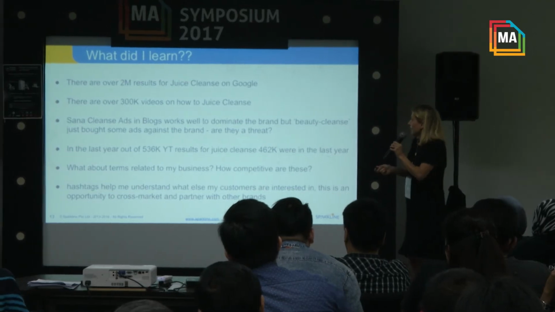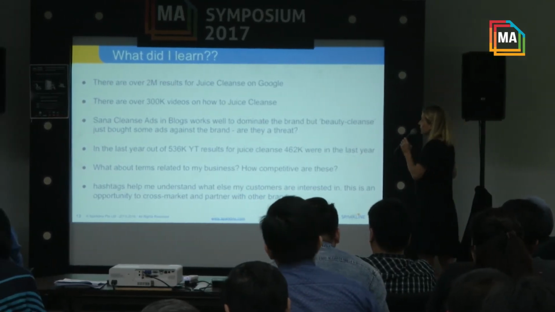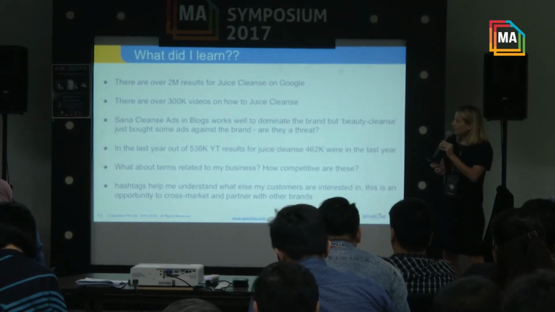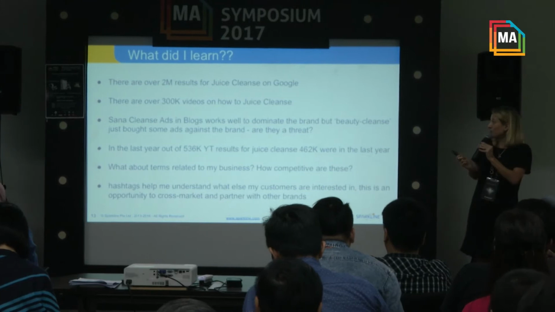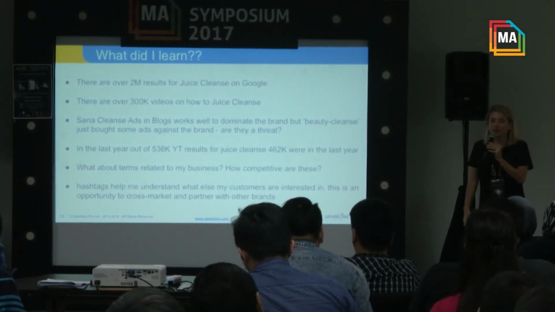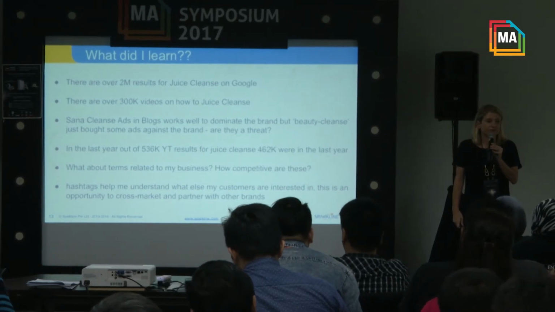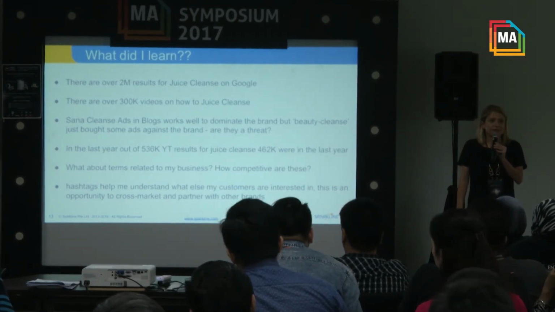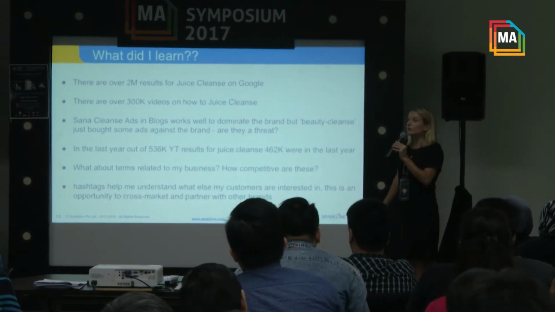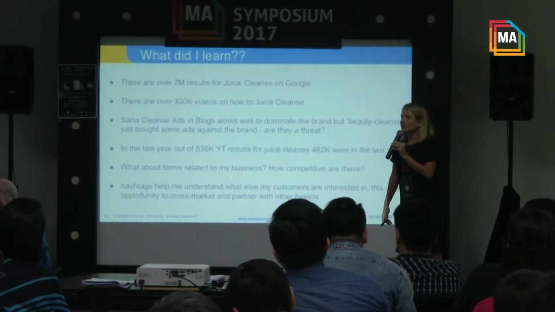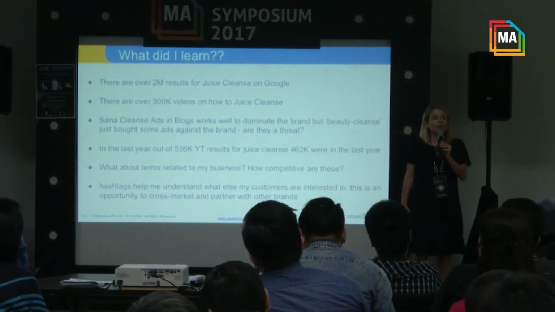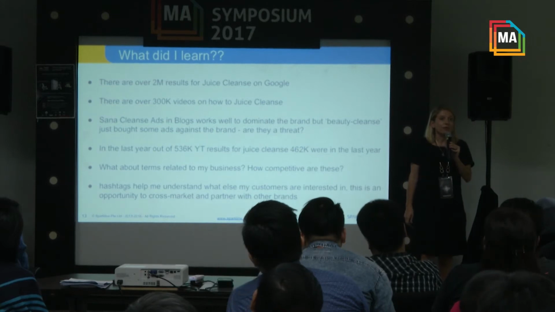In the last year, out of 536,000 YouTube results for juice cleanse, 462,000 of them were in the last year. So what does that tell me? If I'm in the juice cleansing business, I've been able to see there's a total of 536,000 results for YouTube juice cleansing, and 462,000 of them were in the last 12 months.